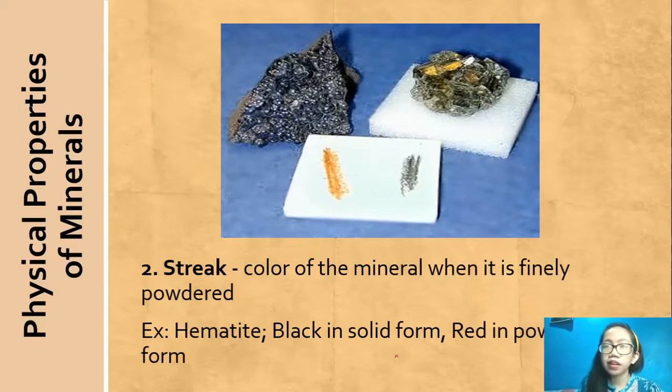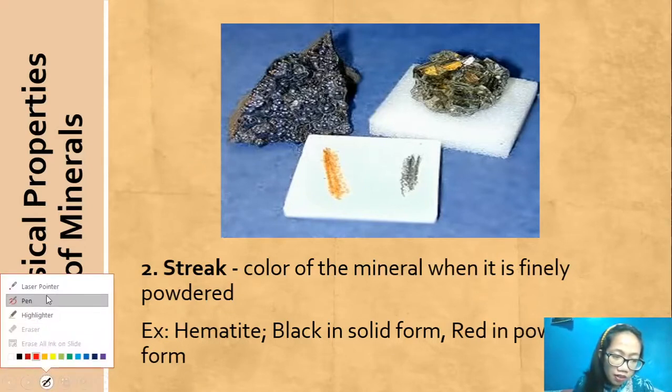Usually they use a black one and a white one. A streak is what the mineral leaves behind on the streak plate if you rub it against its surface. So for example, if I take this mineral here and then I rub it against the plate, what will be the color that will be left?